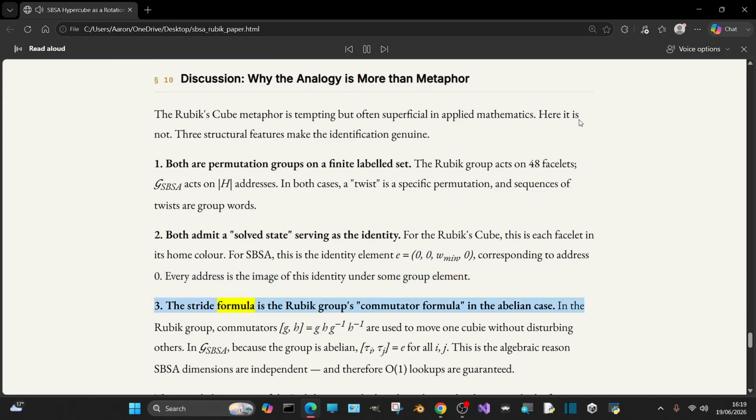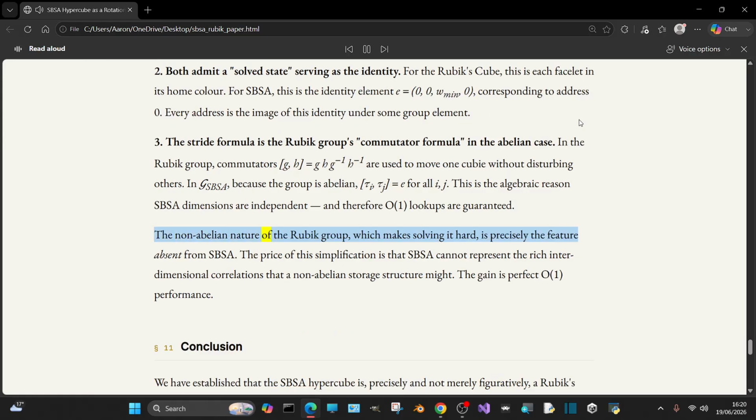3. The stride formula is the Rubik group's commutator formula in the abelian case. In the Rubik group, commutators [G, H] equals GHG^-1H^-1 are used to move one cubie without disturbing others. In SBSA, because the group is abelian, [I, J] equals E for all I, J. This is the algebraic reason SBSA dimensions are independent, and therefore O(1) lookups are guaranteed. The non-abelian nature of the Rubik group, which makes solving it hard, is precisely the feature absent from SBSA.